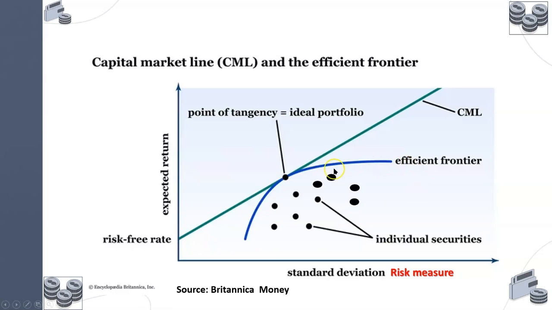What does the frontier tell us? It tells us that the best portfolio should lie within this frontier. Anything below is not efficient. There is always a better point than this one below.